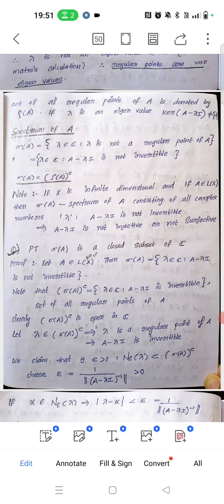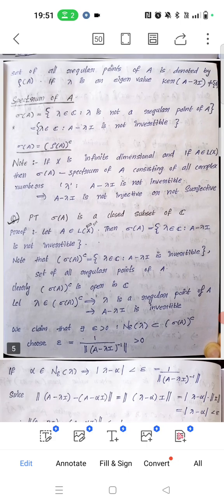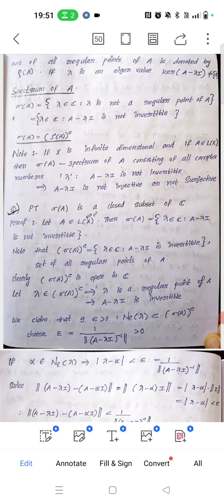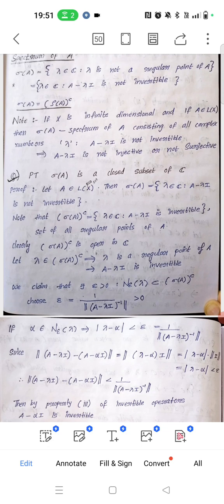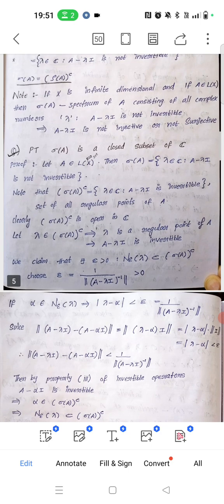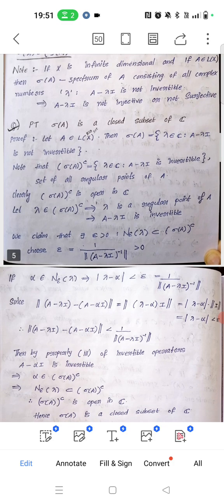To prove rho of A is open, it is enough to prove that every point of rho of A is an interior point. So let us consider one of the points in rho of A, or sigma of A complement, lambda an element of sigma of A complement. That means lambda is a regular point. Regular point means A minus lambda I is invertible. So we need to find a radius epsilon in such a way that the epsilon neighborhood of that lambda is a subset of rho of A, or sigma of A complement. That's what we have to prove here.